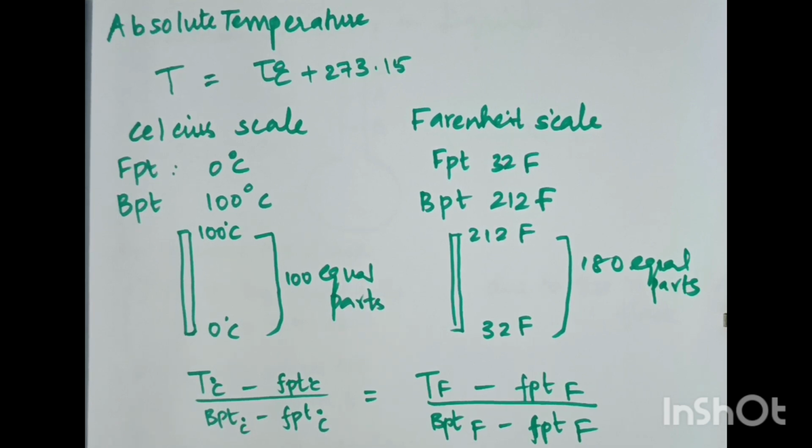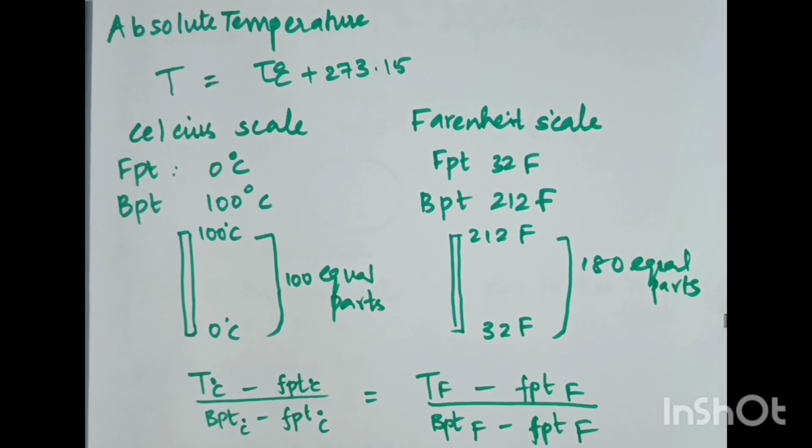So absolute temperature is the temperature at which the molecular motion completely ceases. So we will see about it later. So now let us move into another equation. Temperature in Kelvin equals temperature in degree Celsius plus 273.15. So this is how we convert a temperature from Celsius to Kelvin. So please remember this equation.